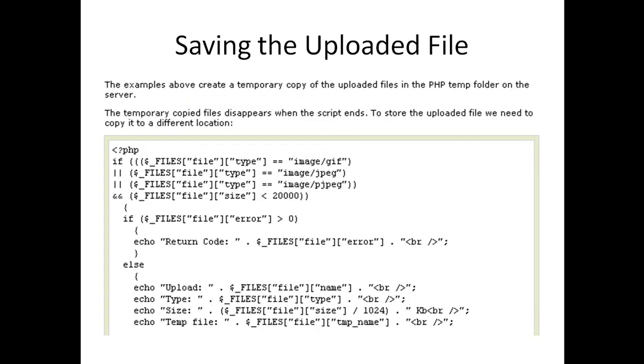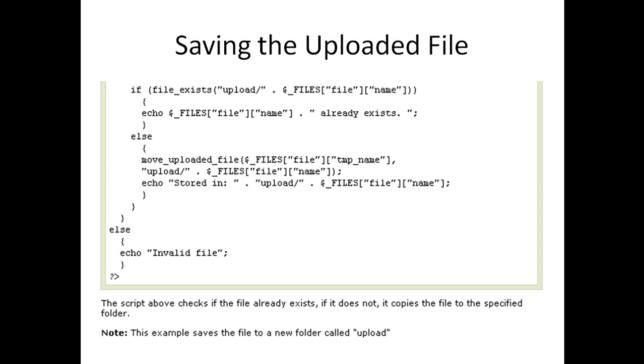The example above creates a temporary copy of the uploaded files in the PHP temp folder. The temporary copy disappears when the script ends. That's true. To store the uploaded file, we need to move it to a different location. So to save it, this is all exactly the same. Continuing on that script though, if the file exists in the upload directory, and it's the name of the temporary file, then echo that it already exists. Otherwise, move it. This upload directory is the destination. So it's basically saying if there's already a copy that we already moved previously, it was already uploaded, then say it already exists.